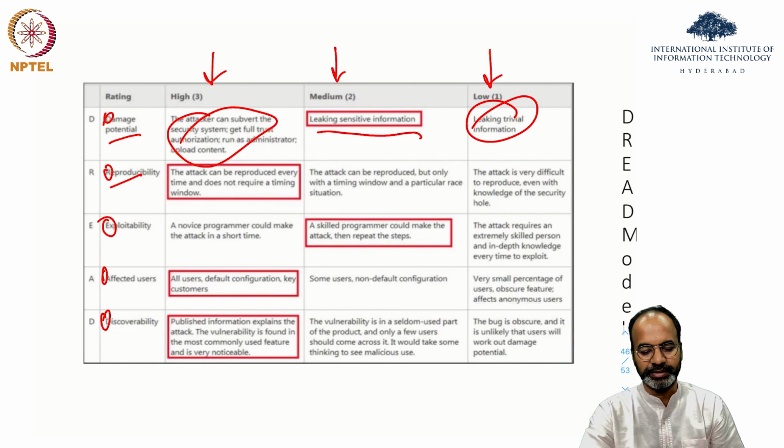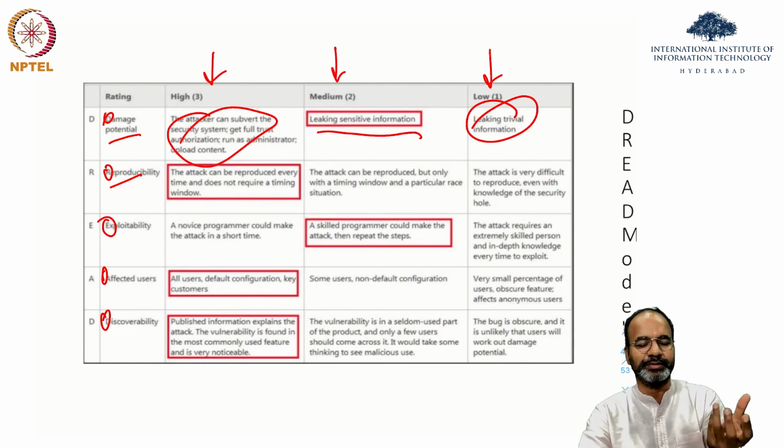Obscure features affect anonymous users. The affected users is really, really small. Again, the context is very small. Let's take, in one room, there was a breach of some information.